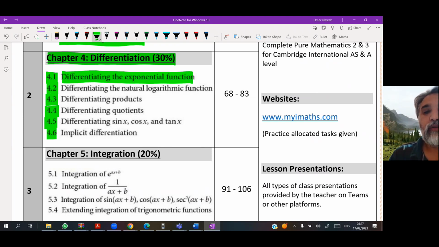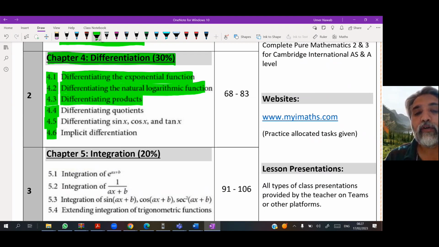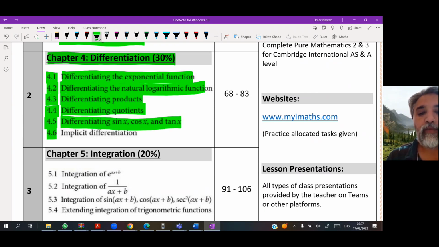So a student needs to know how to differentiate the exponential function, how to differentiate the natural logarithmic function, how to apply the differentiation when two functions are multiplying, how to apply the differentiation when the two functions are in the division form, in a quotient form, what is the differentiation of sine, cosine, and tan, and finally when the x and y variables are mixed together, like you have implicit differentiation. So let's start.